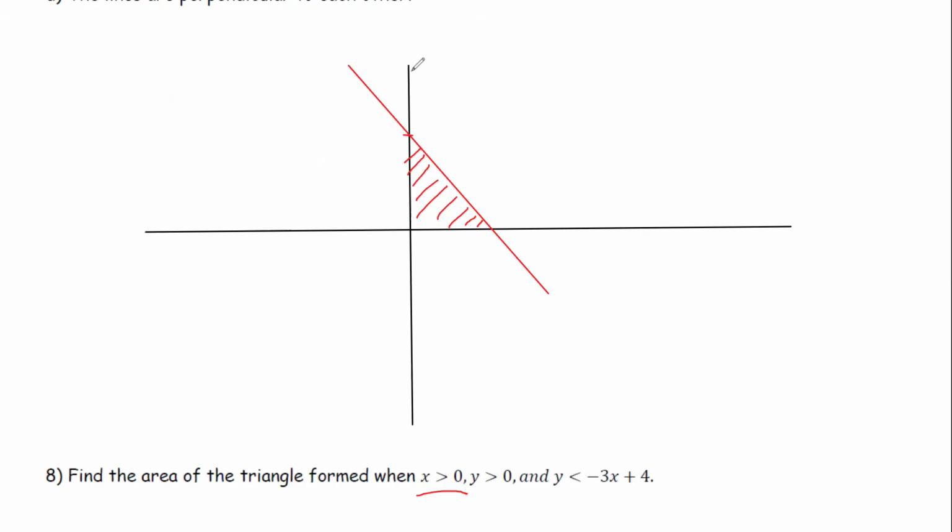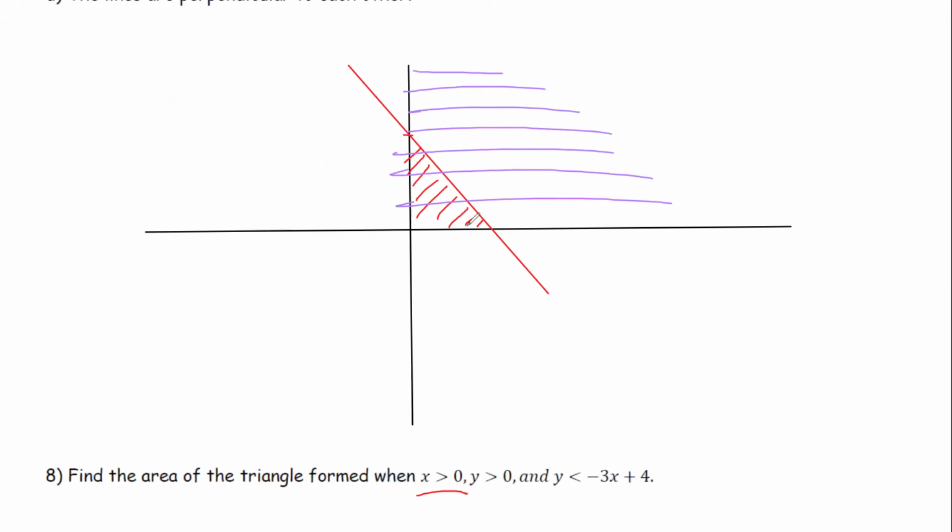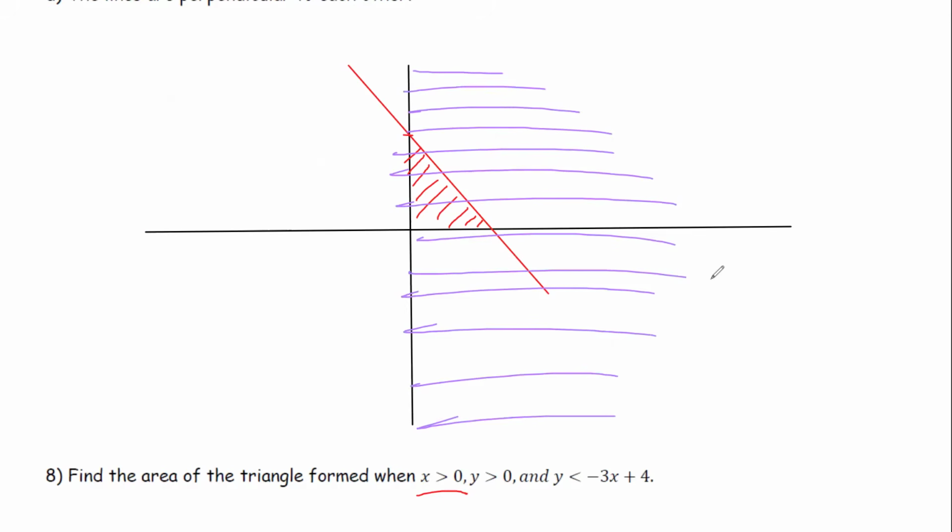So x greater than 0, I'll just draw it with a lighter color. X greater than 0 is everything out here, everything on the right side of the y-axis. And y greater than 0 is everything on the upside of the x-axis, like this. So now, find the area of the triangle formed when this is greater than 0, this is greater than 0. Obviously they're talking about this region out here. And this region, we know this is 4, because of this. And we need to figure out this.